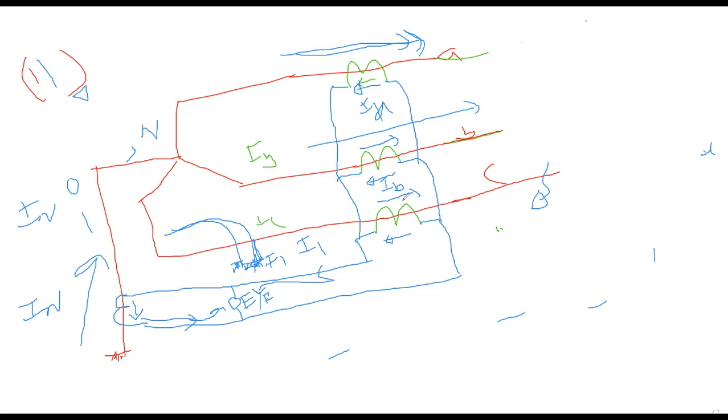So the CT in the C phase, is it getting any current? No, it is not getting any current. That means IC is 0. What is I1? I1 is the summation of all three currents, so I1 is simply IA plus IB. IC is 0, so IC should not come into I1, isn't it?